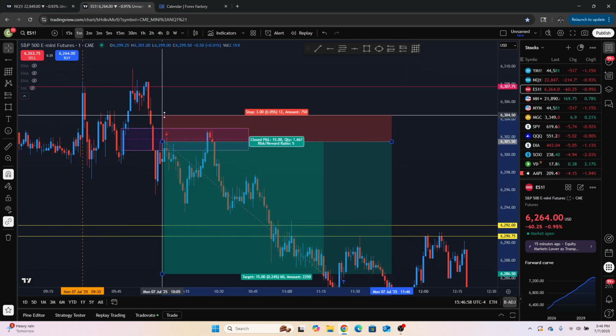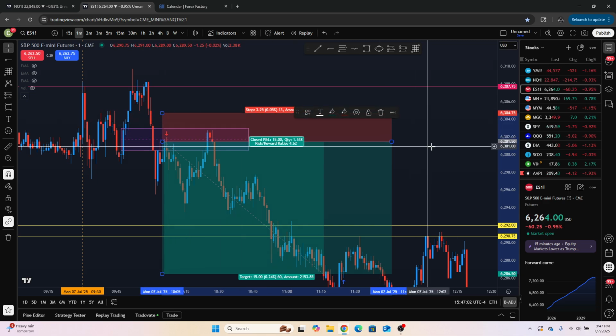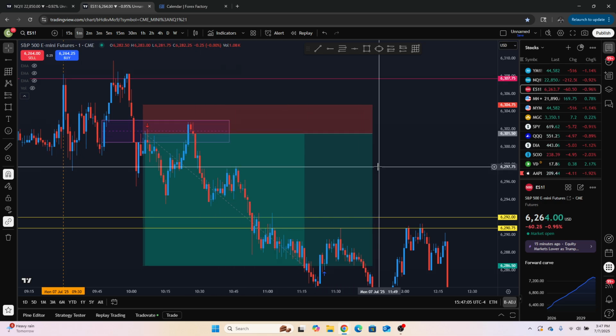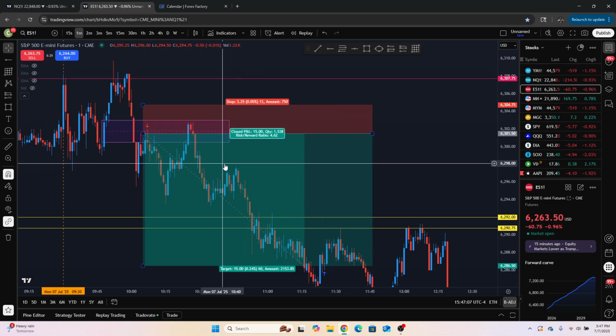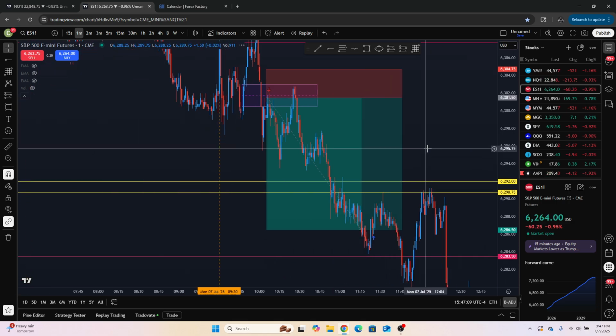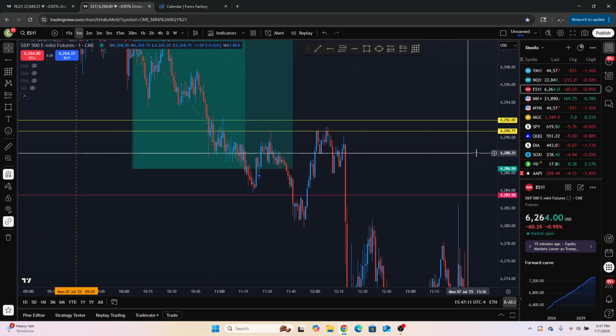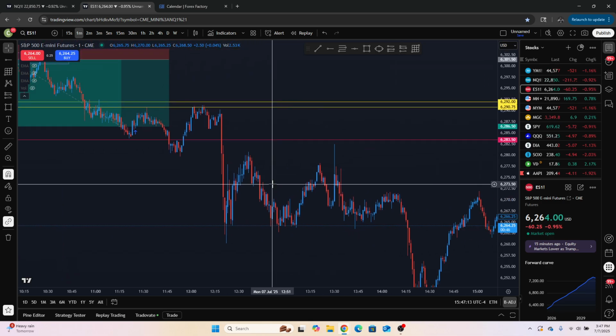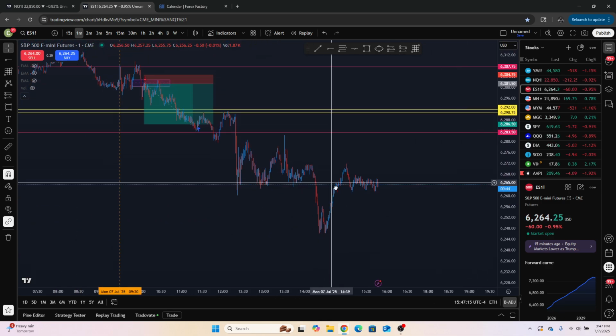We moved our stop to right here. And then we moved our stop into profit right around this level right here. And as you can see, price could continue to run down further and further.